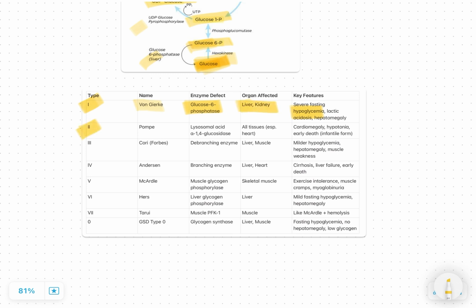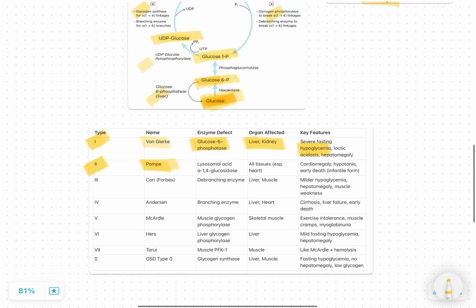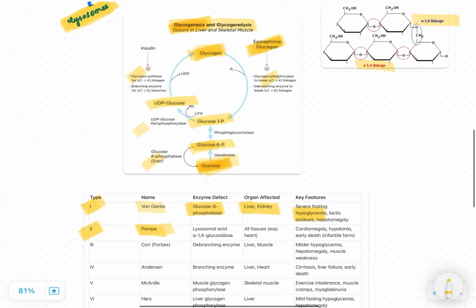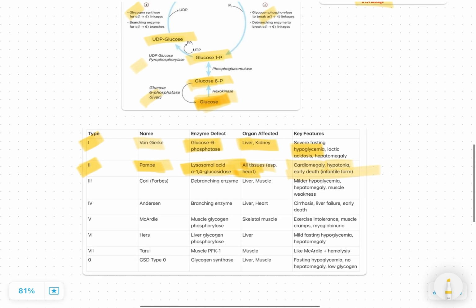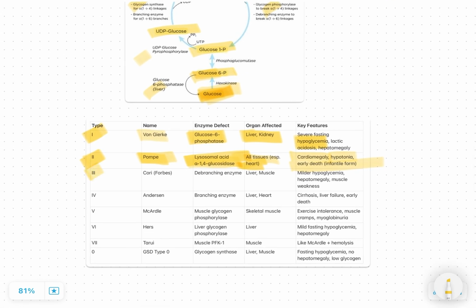The second storage disorder is Pompe disease. Here the lysosomes, which actually help in the breakdown of glycogen, are affected. Lysosomal acid 1,4-glucosidase is the enzyme deficient. All the tissues will be affected, especially the heart, which is the main organ affected. The patient will have cardiomegaly, hypotonia and early death in the infantile form of Pompe disease.